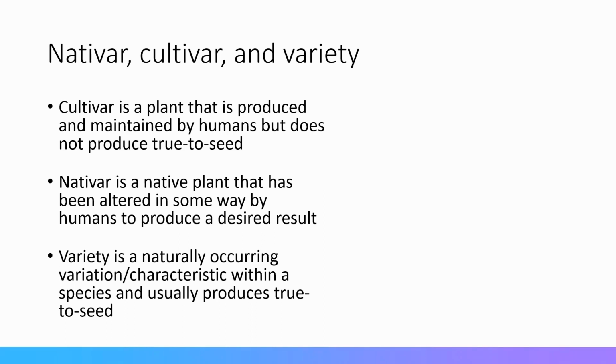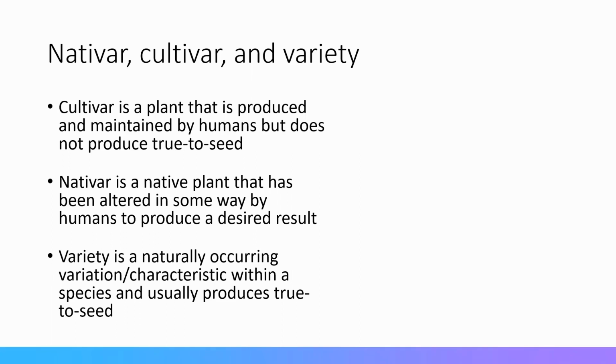So first off, a cultivar is a plant that is produced and maintained by humans, but does not necessarily produce true to seed. These are usually created through breeding efforts. You're crossing specific plants to get a desired outcome and get that cultivar. For the most part, they do not produce true to seed. So if you plant a seed from that plant, you're not necessarily going to get the same type of plant, that same cultivar.